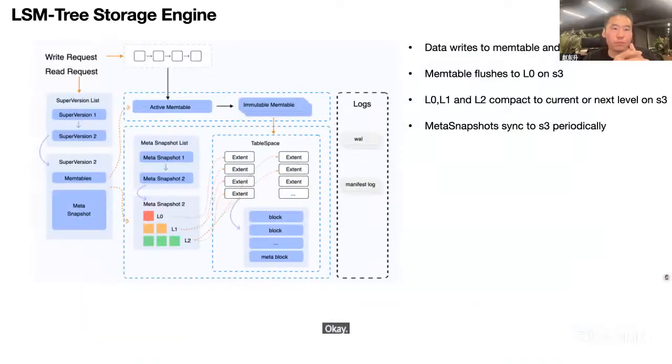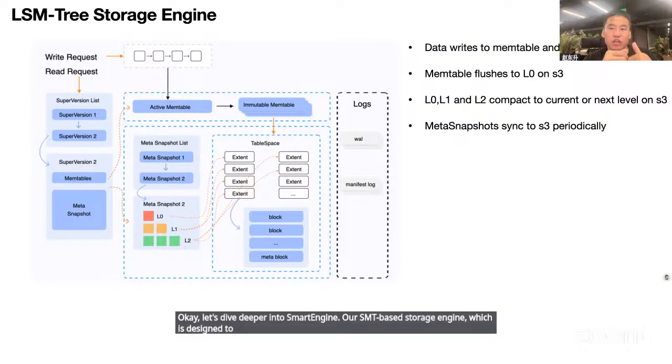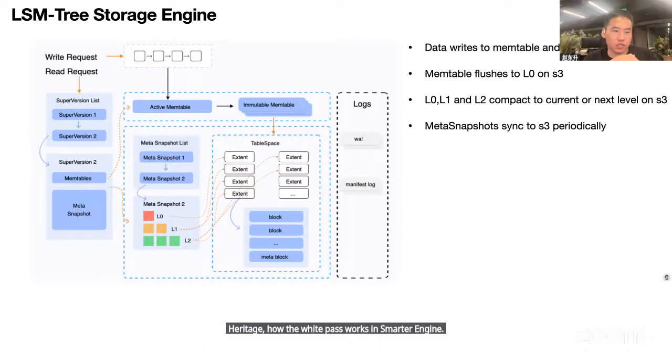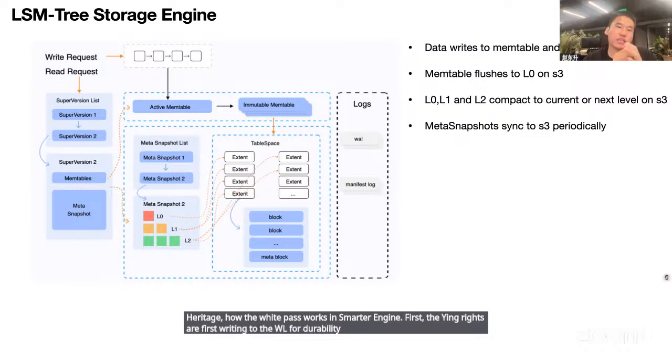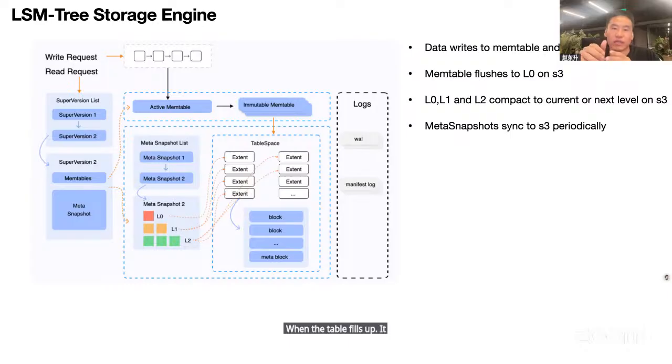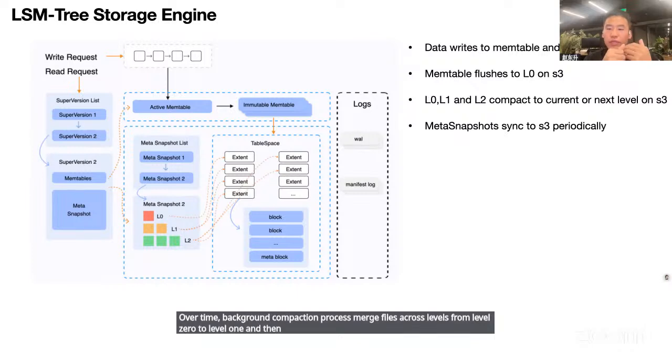Okay, let's dive deeper into Smart Engine, our LSM Tree-based storage engine, which is designed to run efficiently on top of object storage like S3. Here is how the write path works in Smart Engine. First, incoming writes are written to the WAL for durability, and then stored in an in-memory structure called the memtable. When the memtable fills up, it is flushed to S3 as level 0 files. These are immutable sorted tables, similar to SSTables. Over time, background compaction processes merge files across levels from level 0 to level 1 and then level 2, ensuring space efficiency and improved read performance.